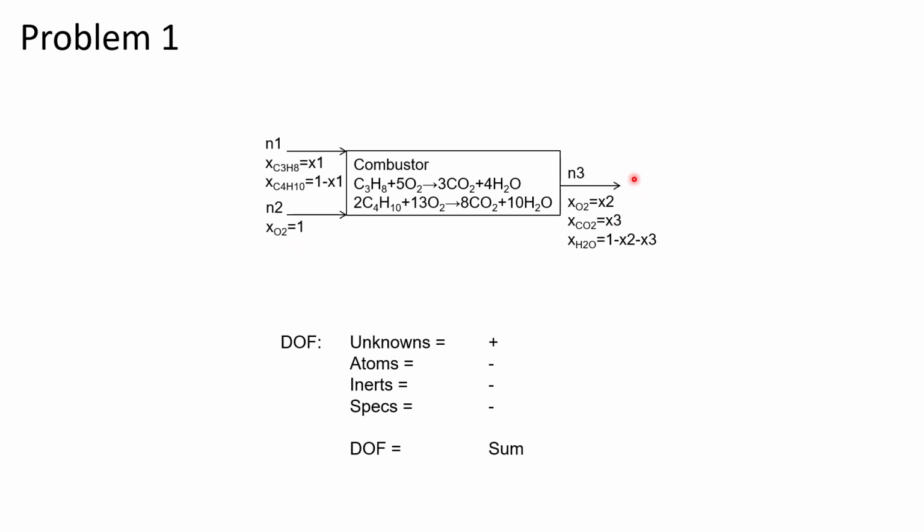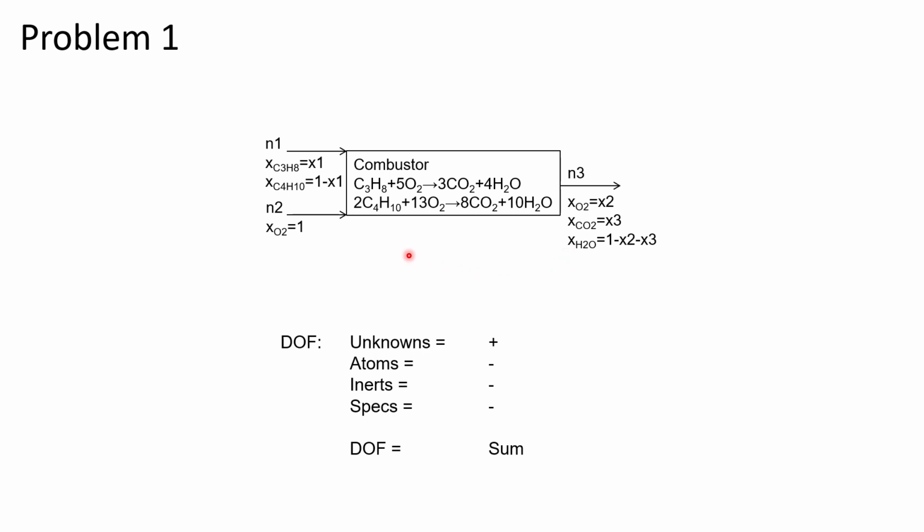The stream over here is N3, and we're not given directly for the stream much information about the compositions here. We're going to add that in later, but let's presume that we don't know any of this. We're not going to use that information we're given. So let X2 represent the mole fraction of oxygen, X3 represent the mole fraction of CO2, and 1 minus X2 minus X3 be the mole fraction of water. Actually, we do know that this is 49.4% or 47.4%. So let's presume we didn't put that information here.